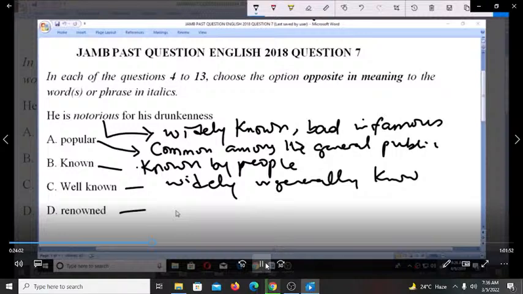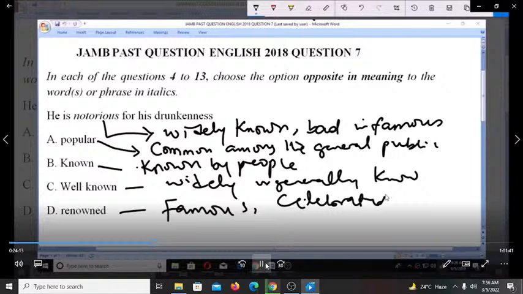Then renowned, something that is famous, or somebody that is famous is said to be renowned. Famous, or somebody that is celebrated or well known. So all these are similar. So you can see that well known and renowned are very similar to one another. So what is the opposite of notorious? So the opposite should be when you are known for good thing. So you can see that most of them simply means well known. Notorious has something to do with being well known. Popular has something to do with being well known. Known by people, well known has to do with well known.